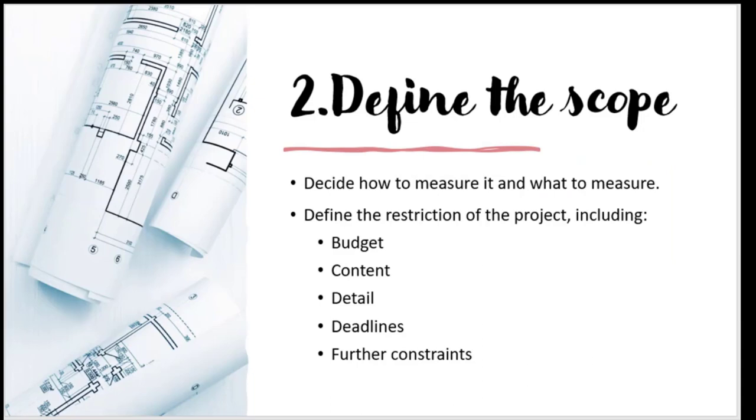The next one is define the scope. When we are defining the scope, we are deciding how to measure and what to measure. So how are we going to measure what we are defining, and what are we going to measure? This is the stage where you are also going to think about the restrictions of your project. You're going to be thinking about the budget, you're going to be thinking about time, and make sure that they are identified and that they make sense.